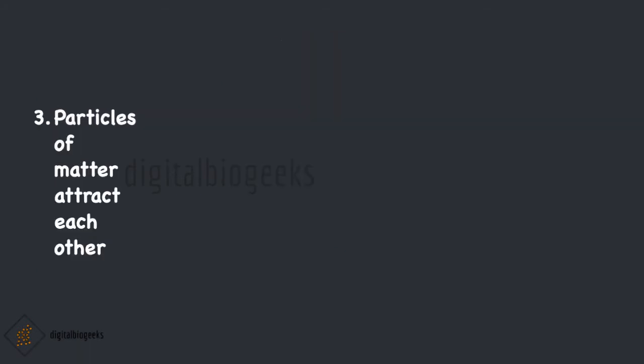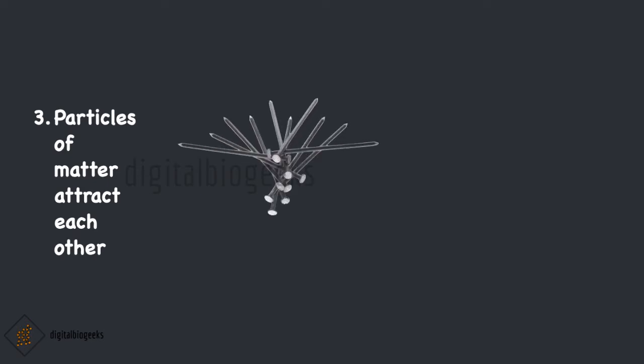Particles of matter attract each other. We discussed that matter is made up of particles. For example, if we take an iron nail and try to break it, will it break so easily? No. The reason behind this is that the particles in the iron nail are very close to each other.